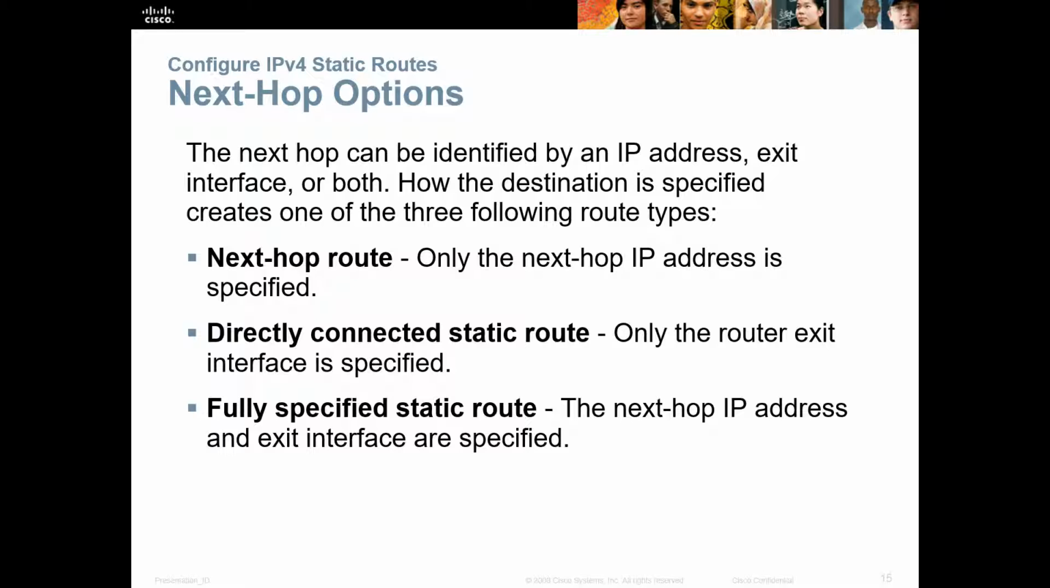For a next hop static route, only the next hop IP should be specified. For a directly connected static route, only the router exit interface should be specified. A fully specified static route uses both the next hop address and an exit interface. That way, if you want to control specifically and tell things exactly how to get from A to B, you can use a fully specified static route.